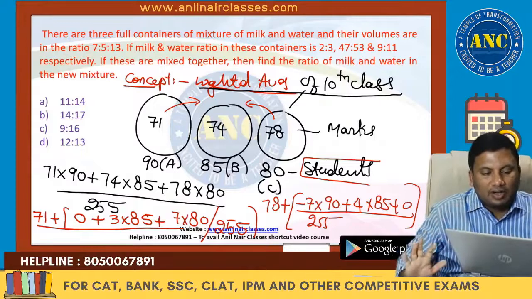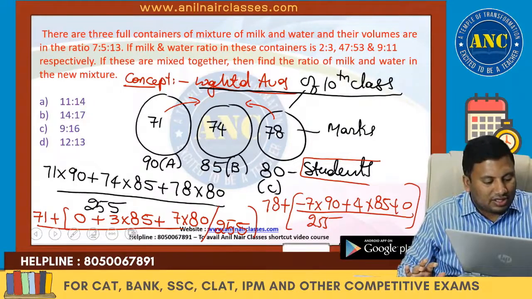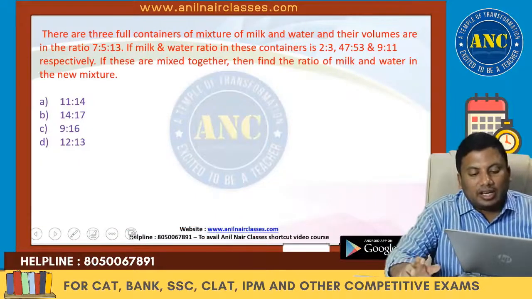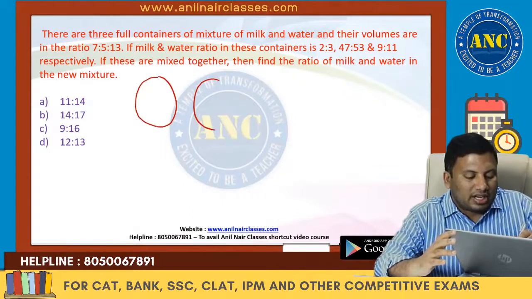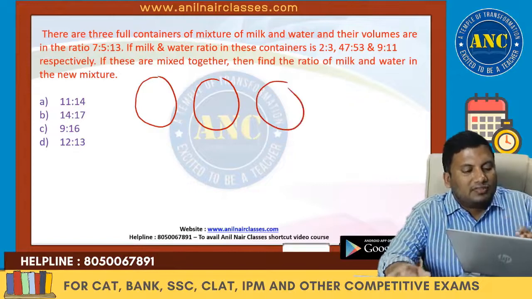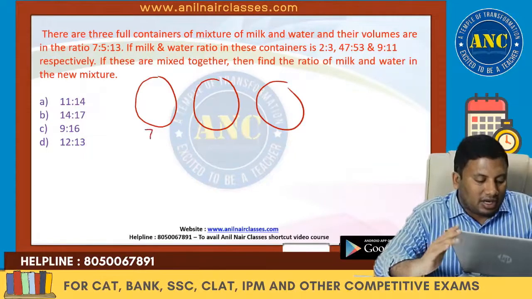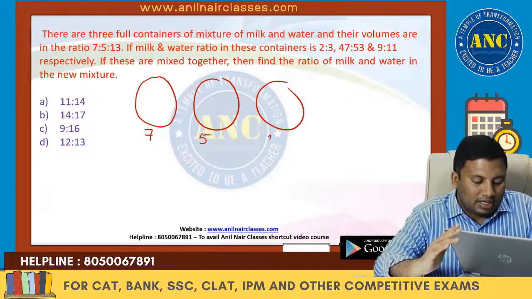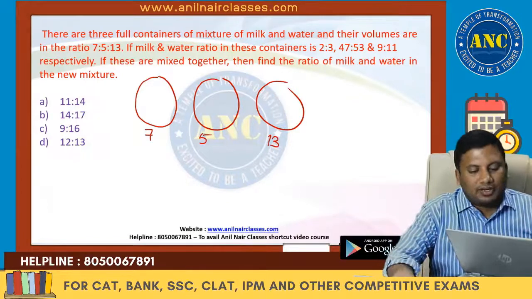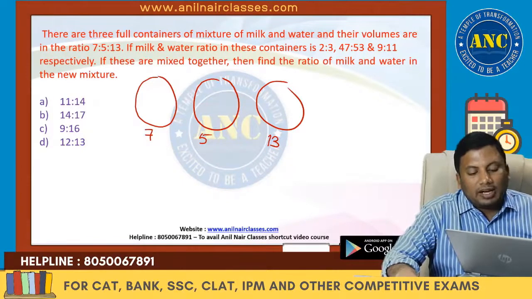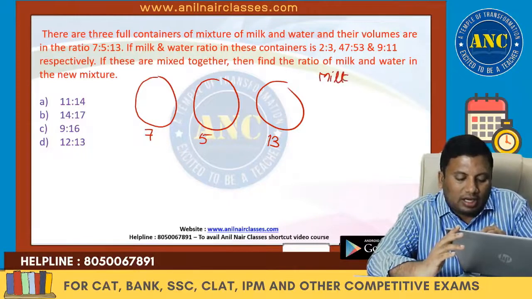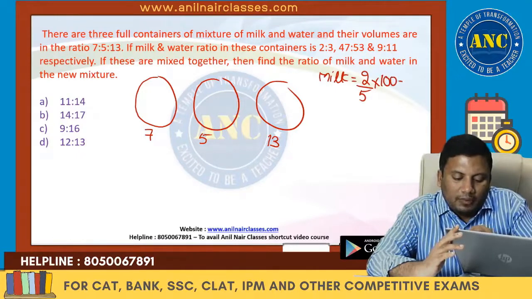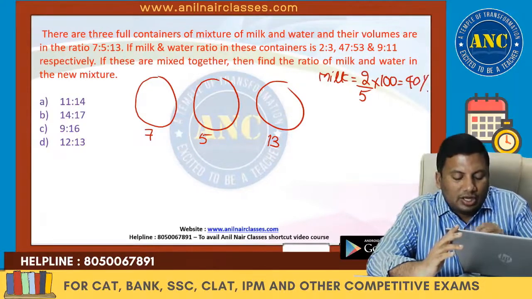Now let us solve this question. Listen carefully. There are three full containers of mixture of milk and water. Similar to section A, section B, section C, there is container 1, container 2, container 3. These are in the ratio 7 is to 5 is to 13. Milk and water are in the ratio 2 is to 3. Concentrate on milk or water. Milk is 2 by 5 into 100. Milk is 40%.